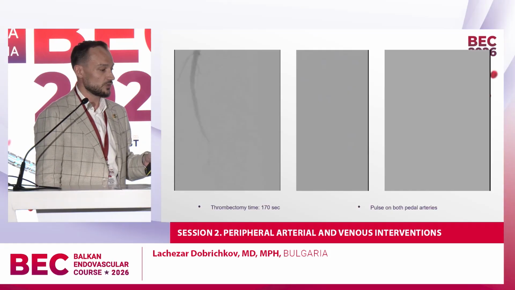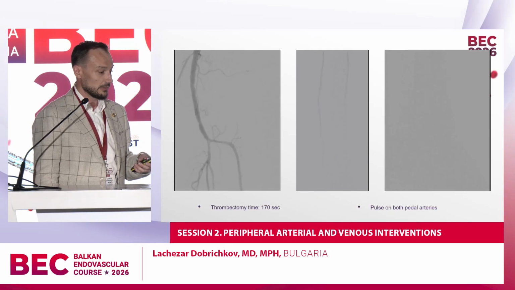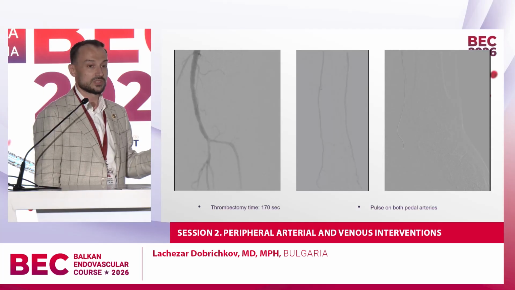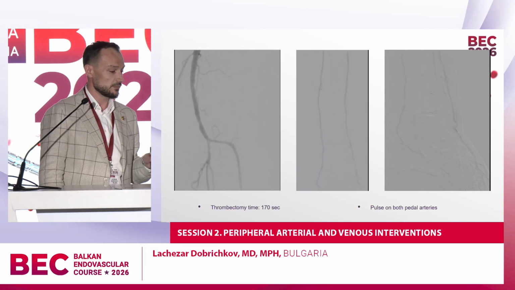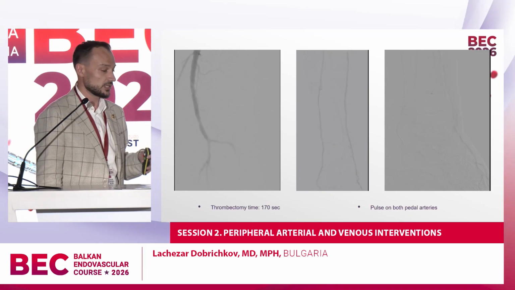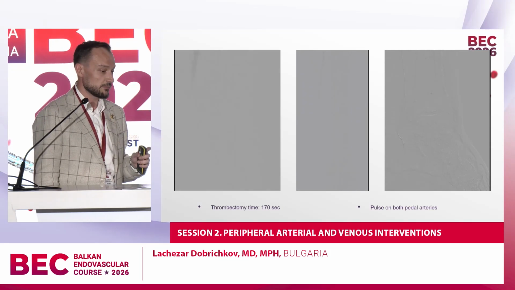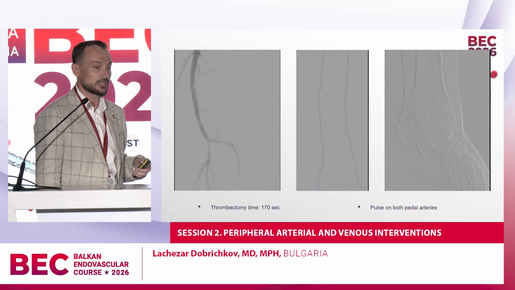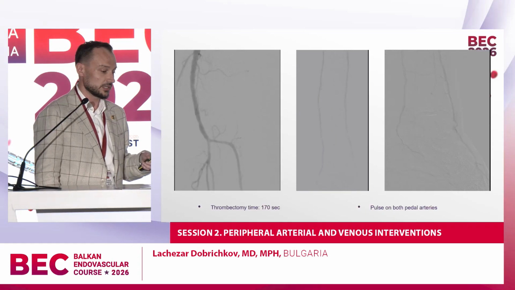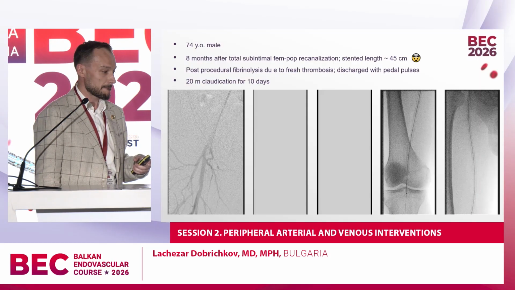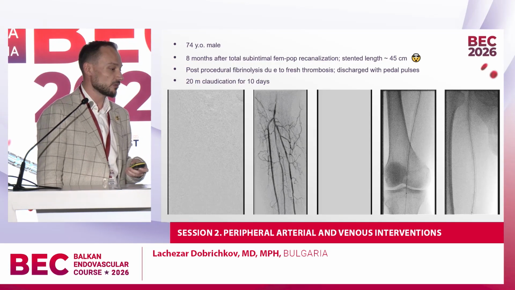So the treated area looks perfect. But now you can see how the contrast moves distally. So definitely we have some distal microemboli, of course combined with vasospasm. The patient was discharged with palpable pulses and no tissue loss, but in this particular case, with some intra-arterial nitro administered, we fixed that.